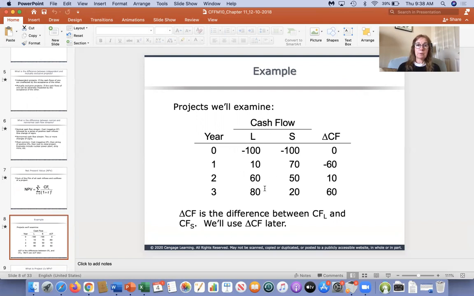Okay, so we have these two examples, and we're going to be going over this example throughout the slides. This project is costing, let's just keep it simple and say, $100. Let's say it's a piece of equipment. It's costing them $100. In year one, it's going to give them cash flows of $10, year two, $60, and year three, $80. And this is just another project, but we're just going to concentrate on this one. So let's take a look at these different capital budgeting methods using these numbers here.